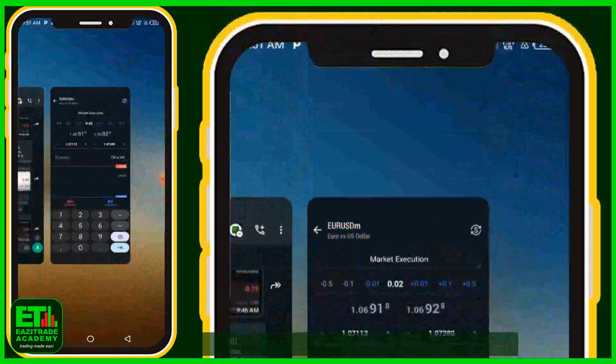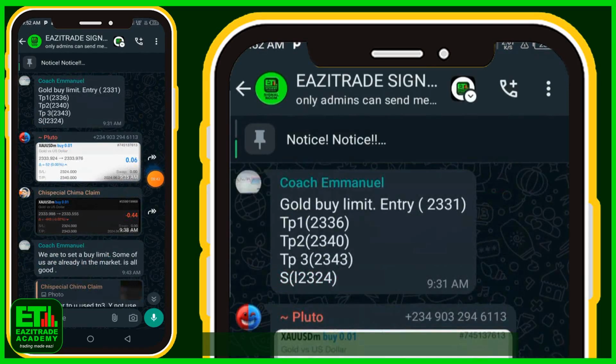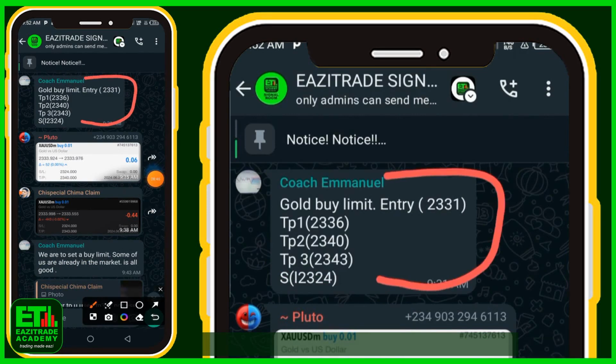All right, so now let's look at a different signal call. I want to explain the buy limit and sell limit. Stay tuned. So for gold, this is a gold signal. As we can see, it is stated gold buy limit and the entry price was mentioned. For those buy now, sell now, there was no entry price, but here the entry price was mentioned.